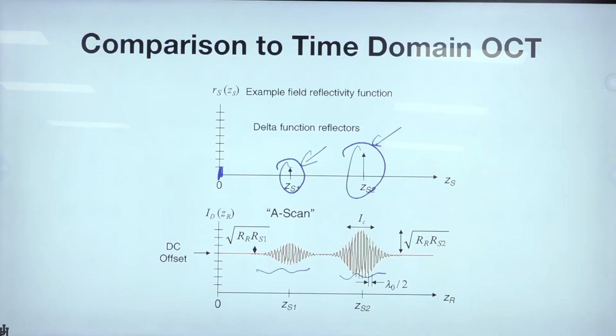There's one other thing I'll mention about some practical considerations about SNR and so on, but this is the essence of how all the different types of OCT work, whether you do it in the Fourier domain or in the time domain. Essentially, this is the basic idea.